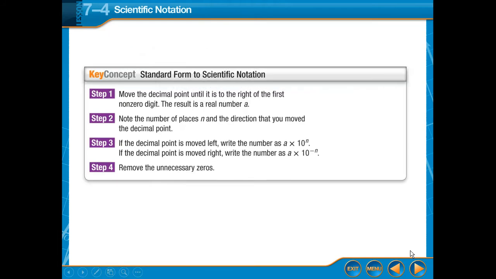Okay, so if we want to go from standard form, which is just the normal way of writing a number, to scientific notation, these are the 4 steps that we want to follow. Step 1, move the decimal point until it is to the right of the first non-zero digit. The result is a real number A. Step 2, note the number of places n and the direction that you move the decimal point. If the decimal is moved left, write the number as A times 10 to the n. If the decimal point is moved right, write the number as A times 10 to the negative n. And then remove any unnecessary zeros.